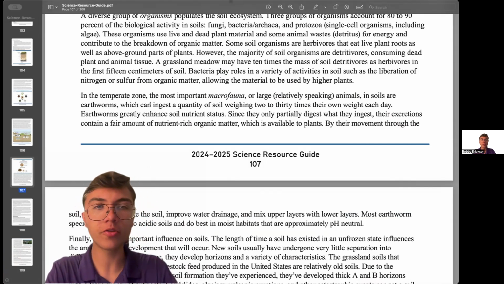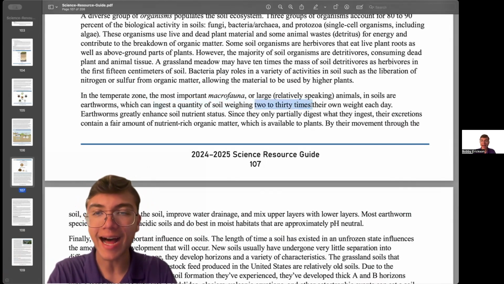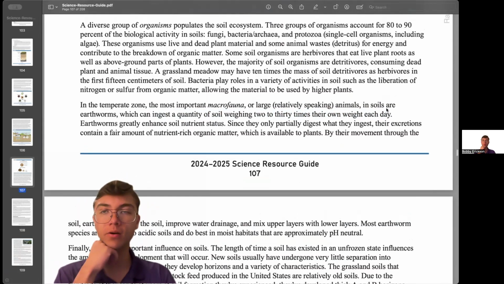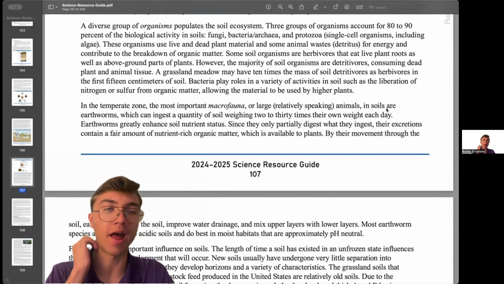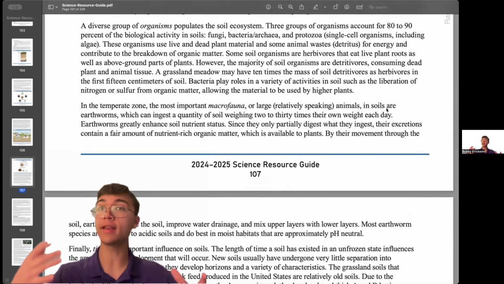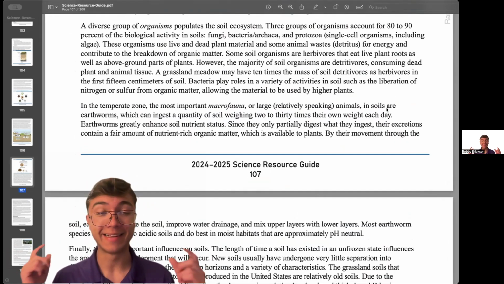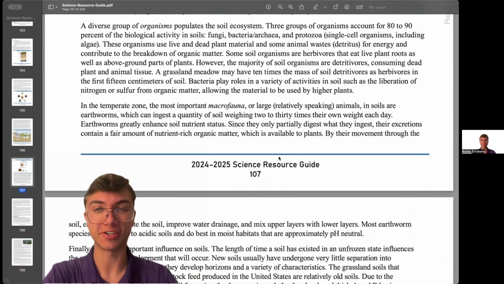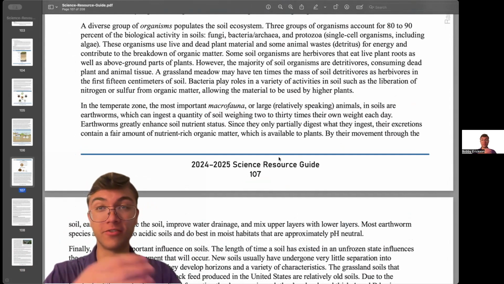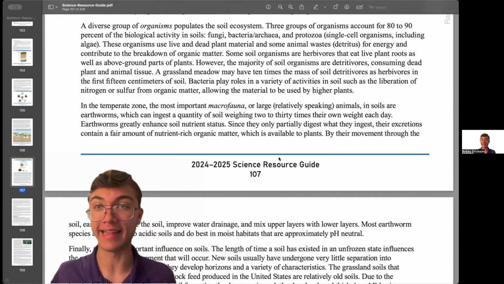And so earthworms can actually take in a bunch of soil, 2 to 30 times their own weight each day. Holy moly, that's a lot of soil they're taking in. So they're taking it in, and then guess what they're doing with it? They're pooping it out, baby. Yeah, so just take that in. All worms do is just consume soil and let it flow through their bodies. Okay, I should stop talking.